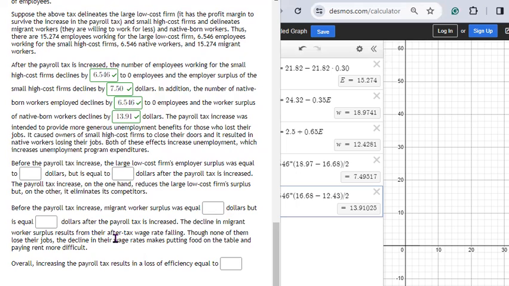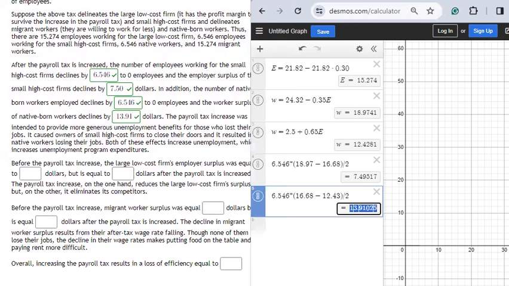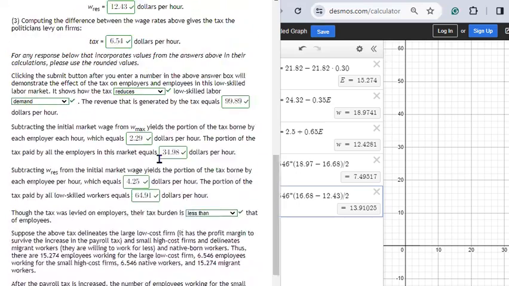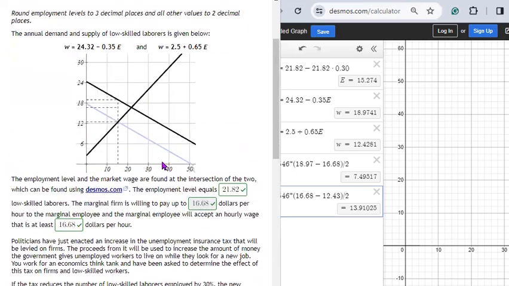Now, before the payroll tax increased, the large low-cost firms' employer surplus was equal to what, right? So let's go back to here. See if it's drawn up here. So what we have to do now is, before the tax, right? This was the market wage before the tax. This little triangle here was the firm surplus of the small high-cost firms, right?